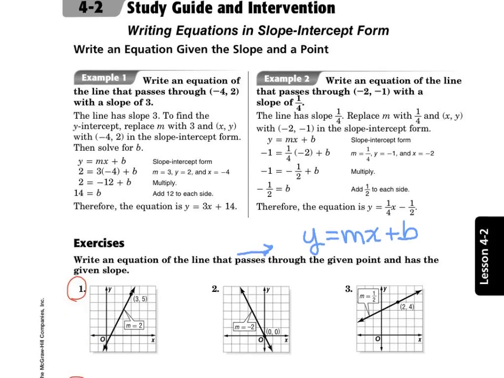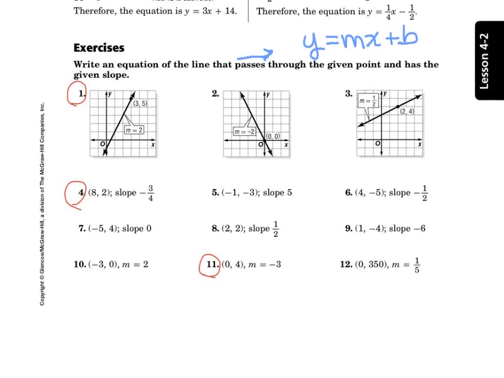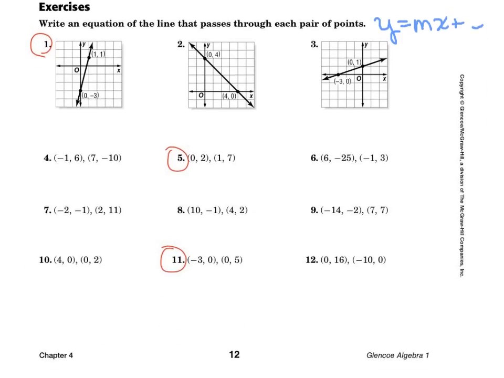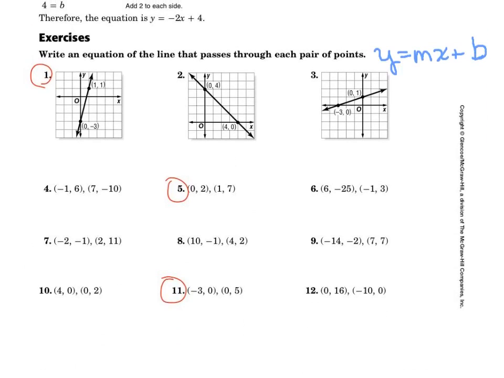Okay, for some extra practice, you will do numbers 1, 4, and 11. It says write an equation of the line that passes through the given point and has the given slope. When it says write the equation of a line, that means you're to write it in slope-intercept form. Y equals mx plus b, okay? 1, 4, and 11. And then here, you're going to do the same thing, but this time given 2 points. Write the equation of a line that passes through each pair of points. You're going to do 1, 5, and 11.